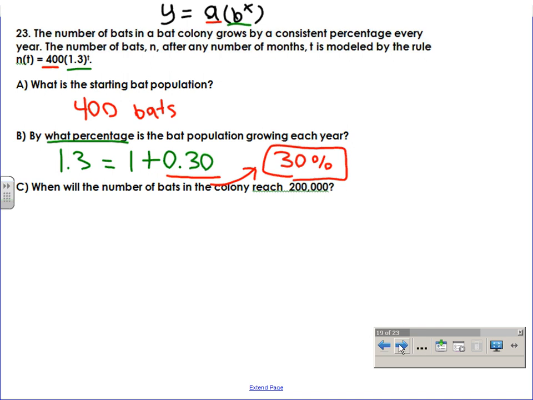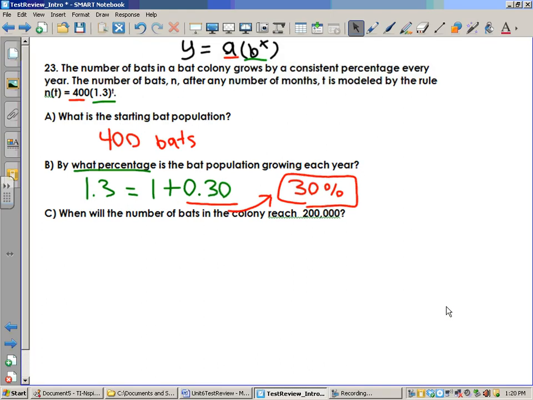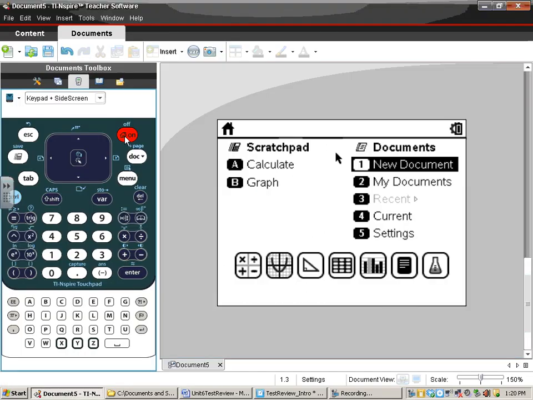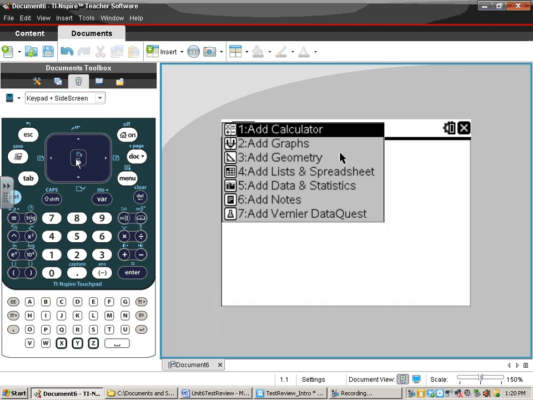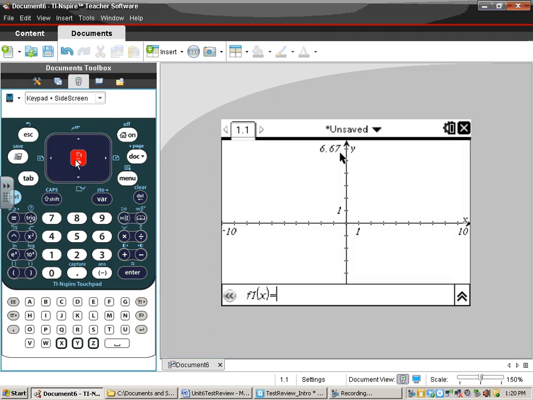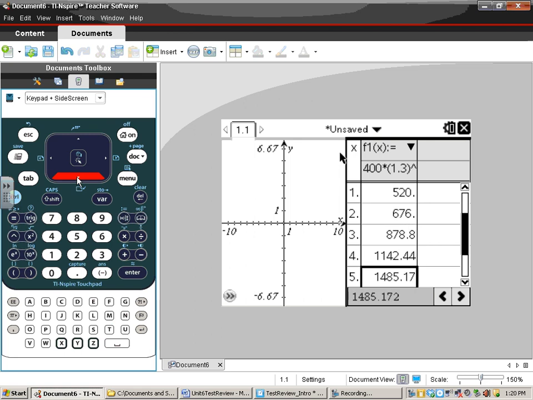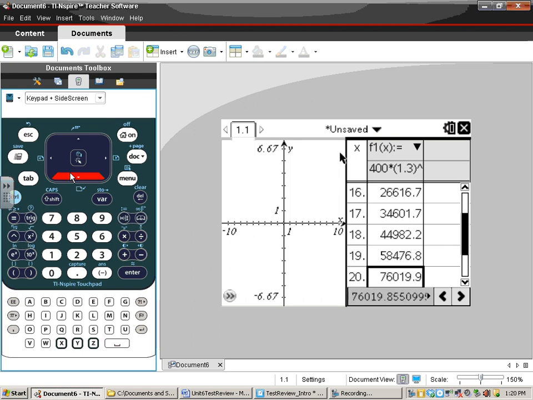Now question C is going to require a calculator. It says when will the number of the bats in the colony reach 200,000? So I need to go to my calculator, home screen, new document, save changes, no, add graphs. I need to plot the equation, 400 times 1.3 to the x power. And I don't need to see anything. I can just press Control T to look at the table. And I'm looking for when the population gets up to 200,000.